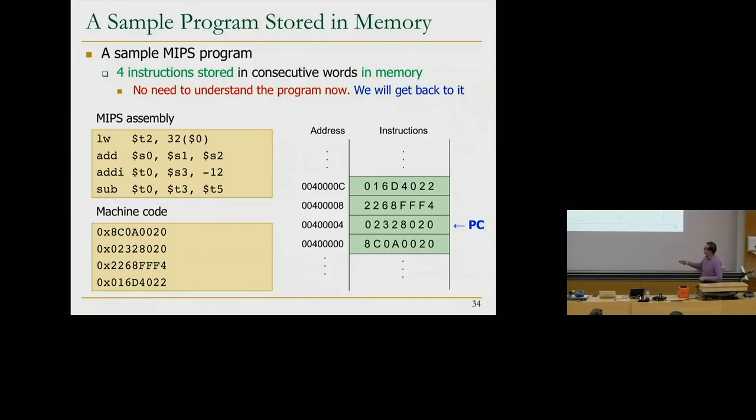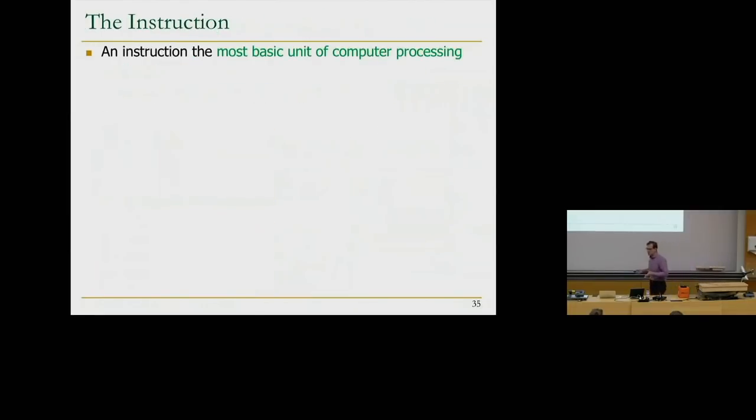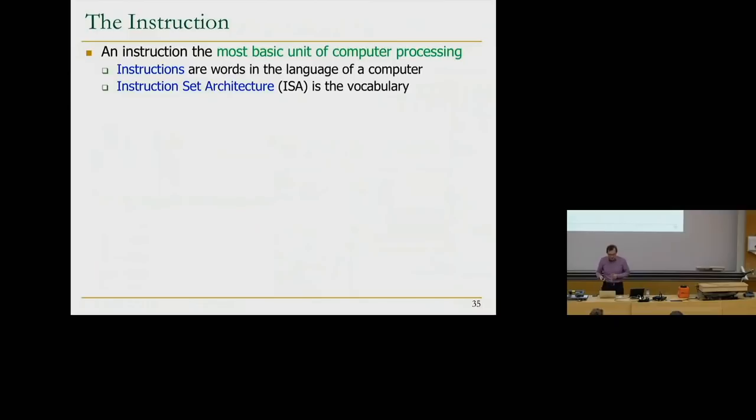No need to understand this now. We will get back to it, and we'll see how these are encoded. These encodings get into the instruction register, and the machine interprets that register so that it knows you need to load a word, compute the address based on this, and load the word at that address to this register. So the instruction is the most basic unit of computer processing.